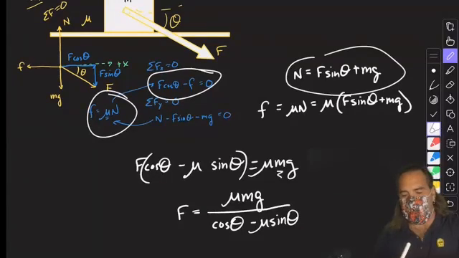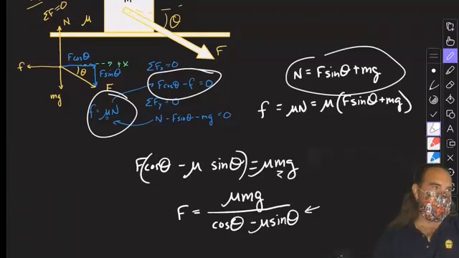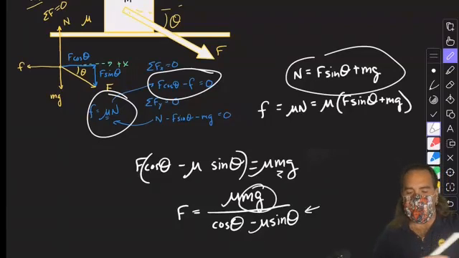Notice the denominator has no units at all. It's cosines and sines. They don't have units. So my unit is going to be whatever mg is, because mu is just percentage. And that's going to be in newtons. So I feel pretty confident in my math. Is there more to this question?